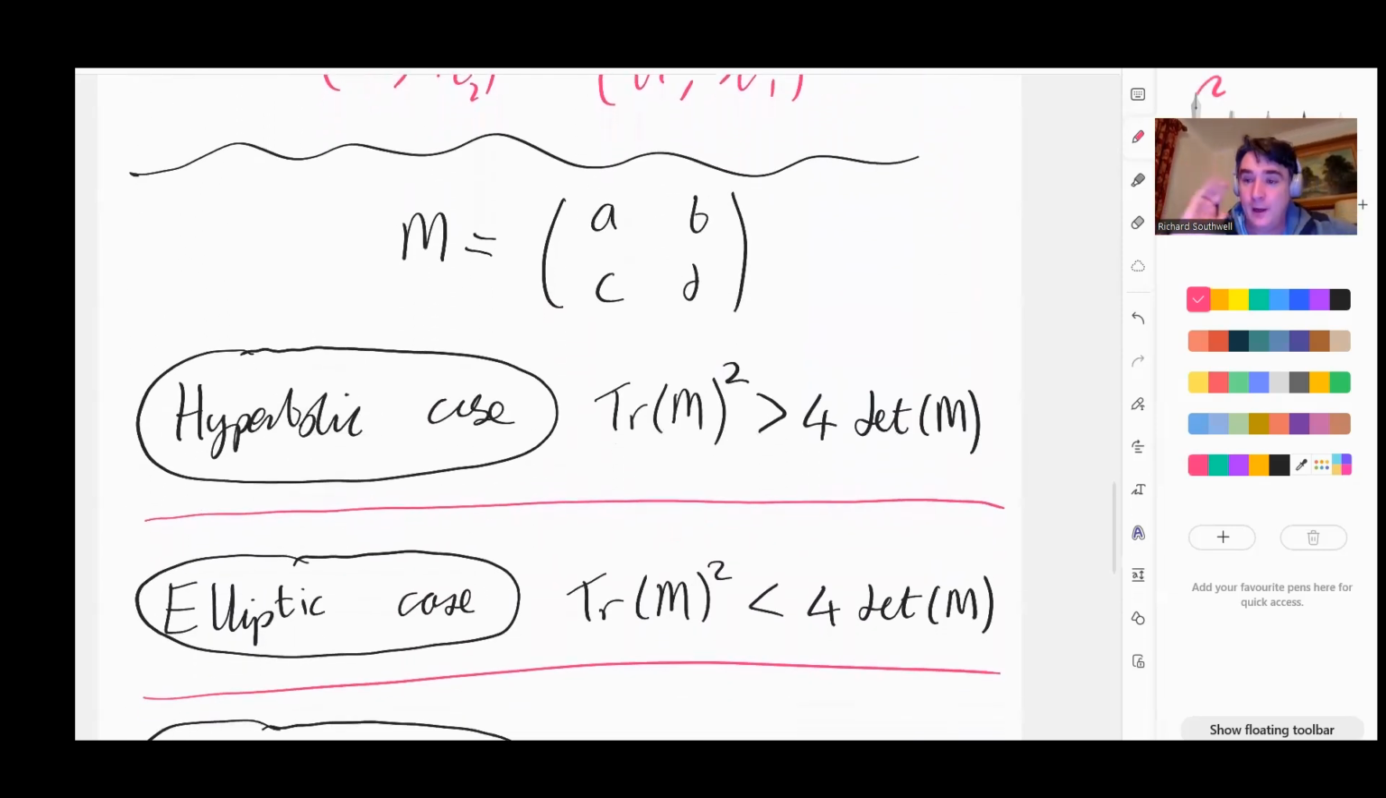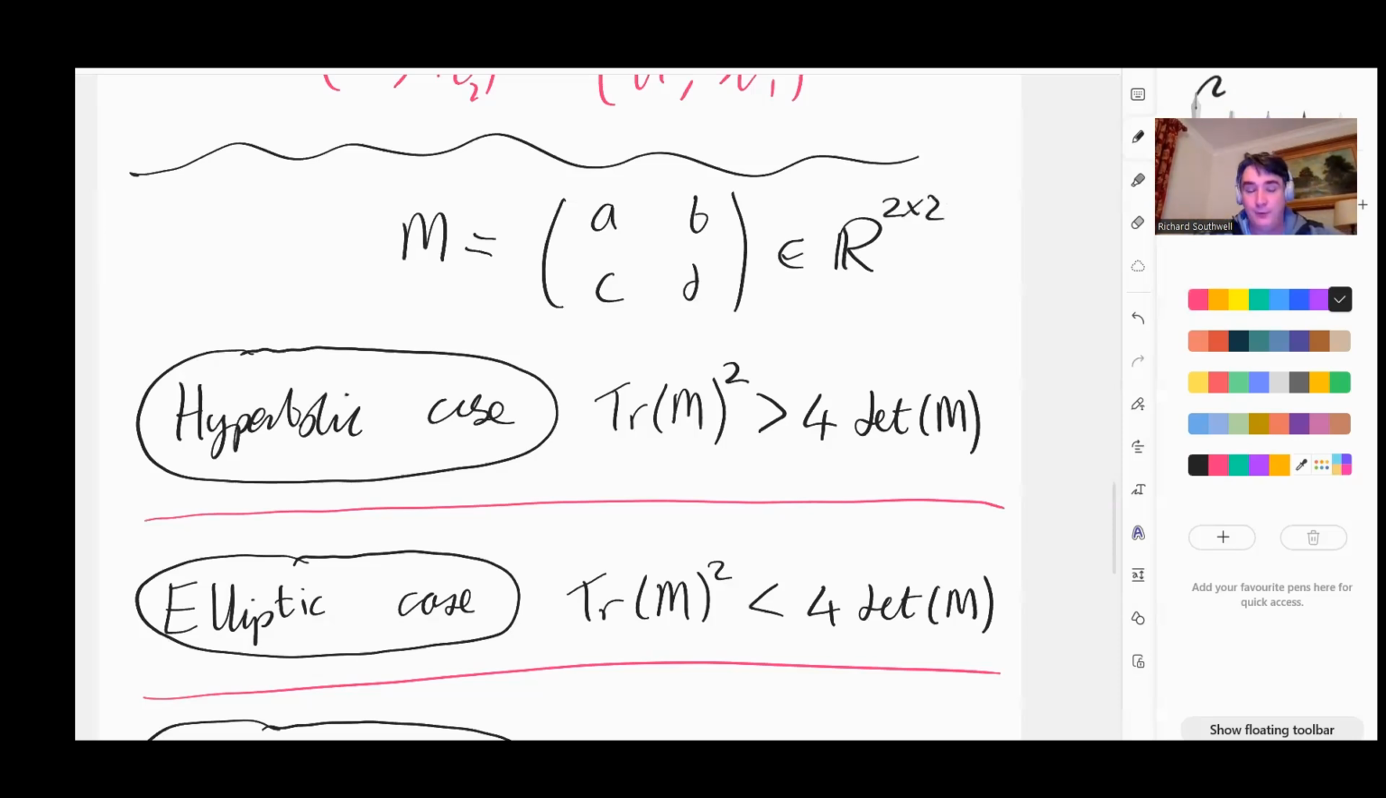And what we're going to do now is do the thing I've been promising throughout this video, which is to really characterize the behavior of all of these different matrices. So we're going to consider a totally general matrix now, M. So this is a general 2x2 matrix.